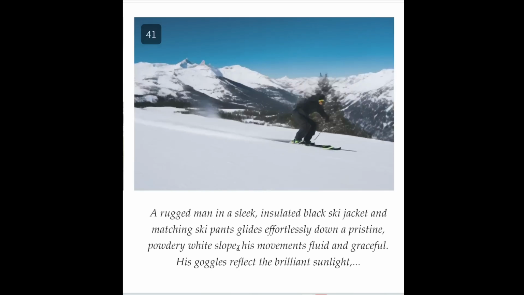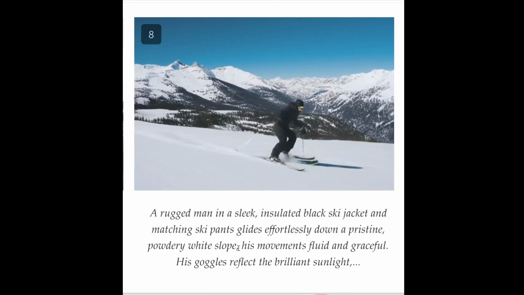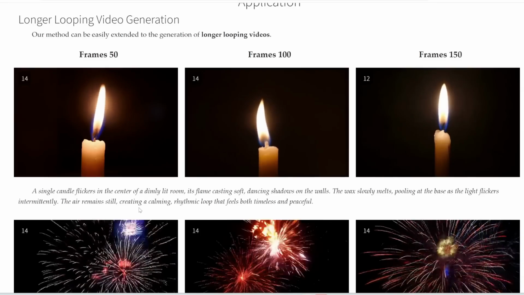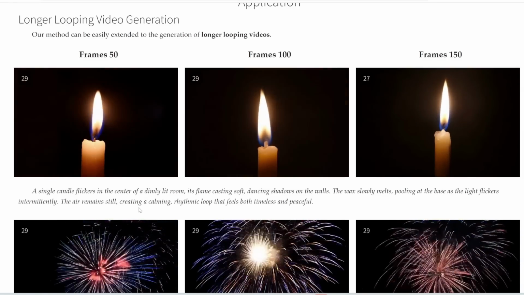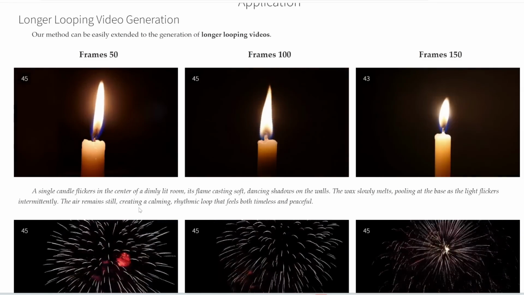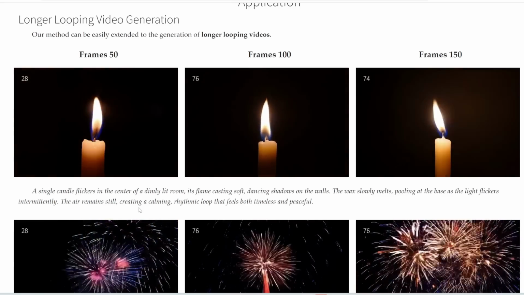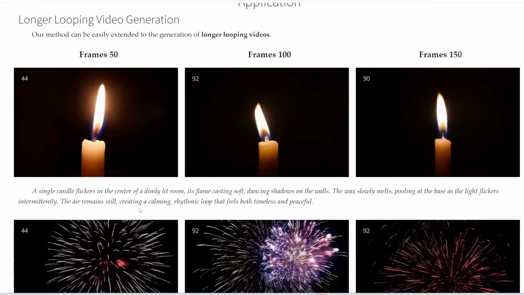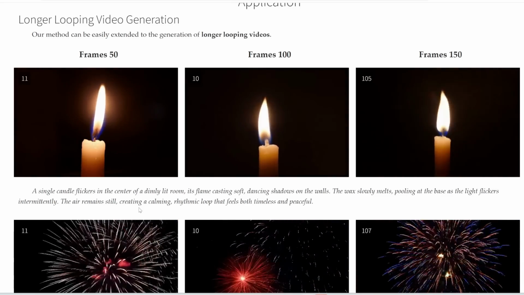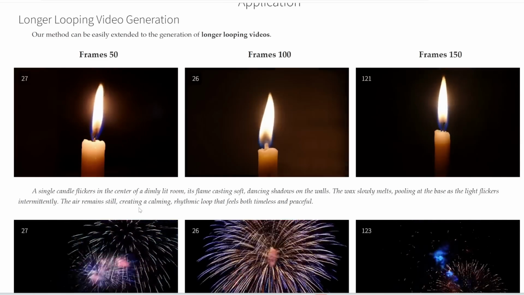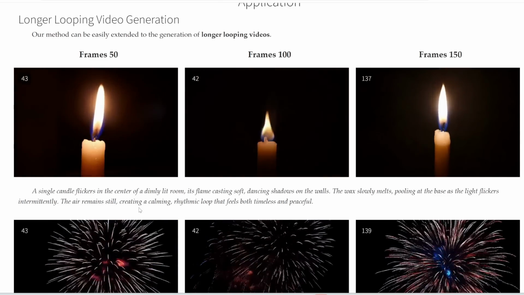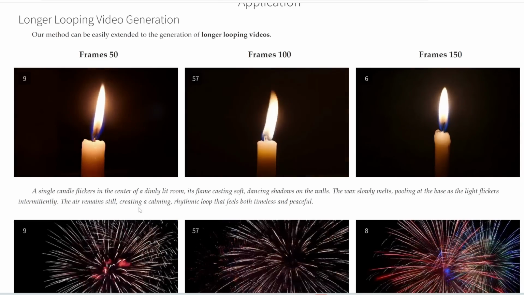Very impressive. The nice thing is you can even specify how long each loop is. So for example, on the left is a loop with 50 frames. In other words, there are 50 frames before it repeats, whereas in the middle, it's going to be 100 frames before the video repeats. And then in the last video, it's going to be 150 frames before it loops. So this gives you a lot of flexibility.